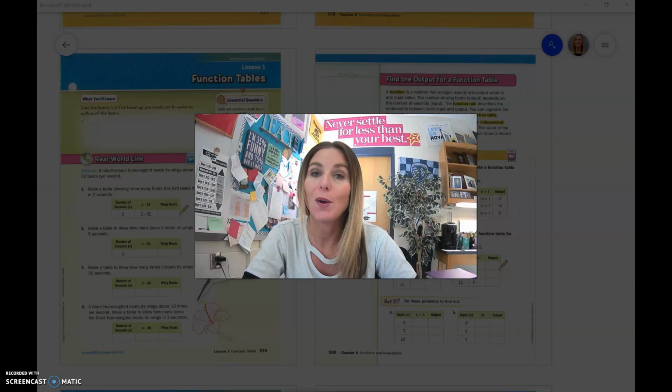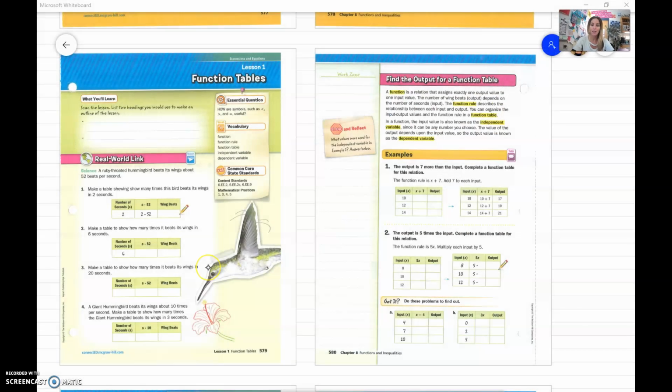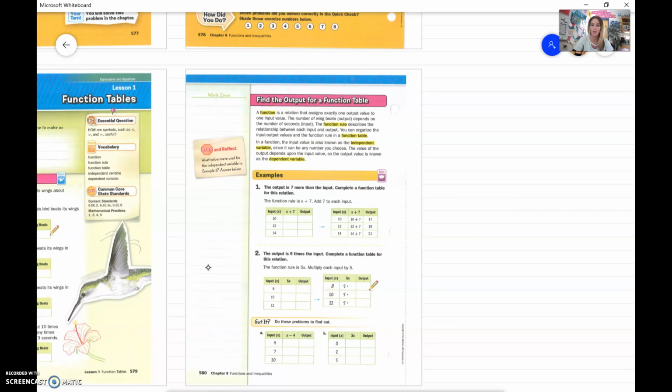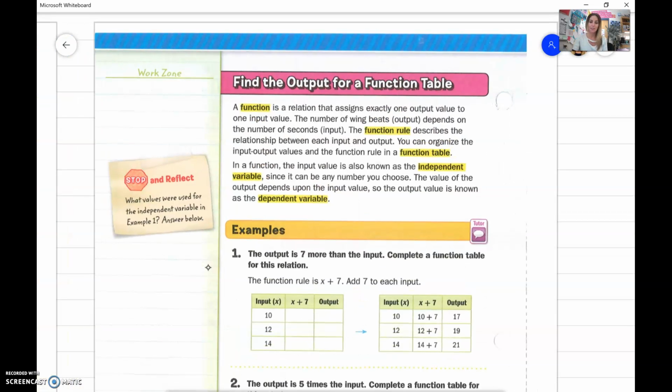So I need for you to go ahead and get your book open to page 580. We're going to jump right in on 580. We're going to skip 579 and go right into 580. So let's take a look at this while I get set up here. Remember, you are doing exactly what I'm doing in your book as I'm doing on my screen.